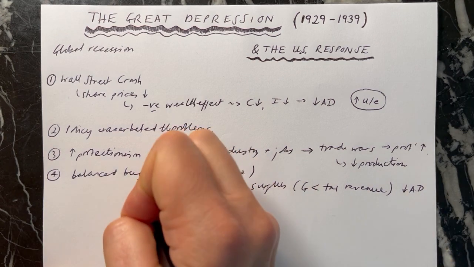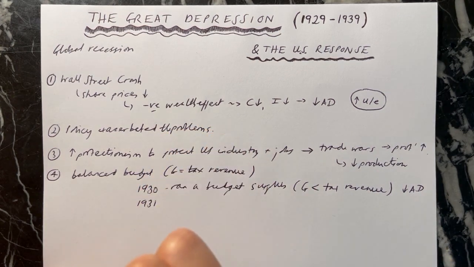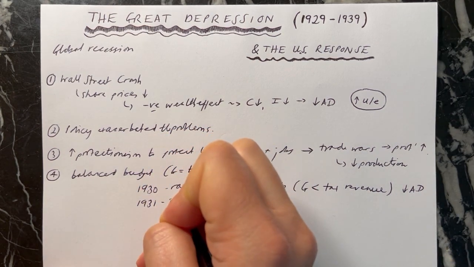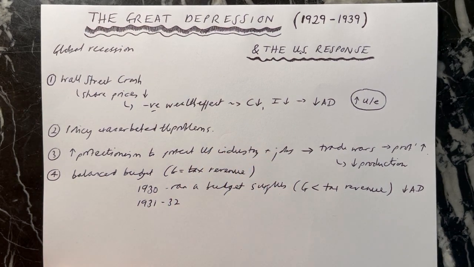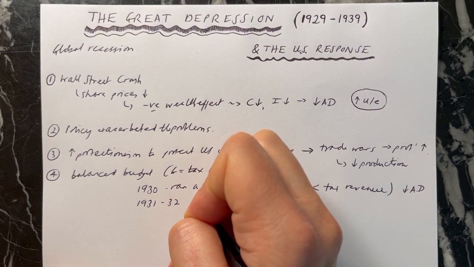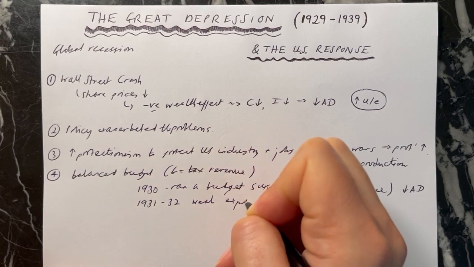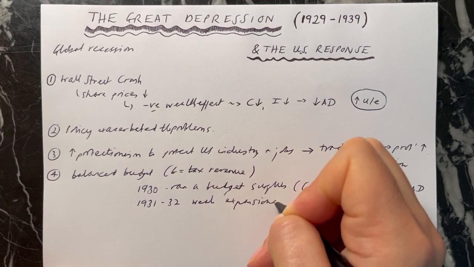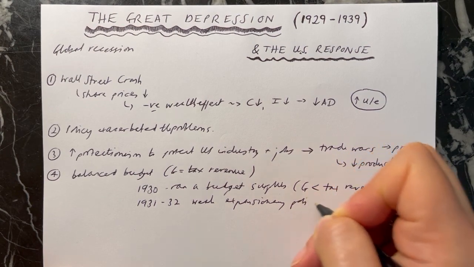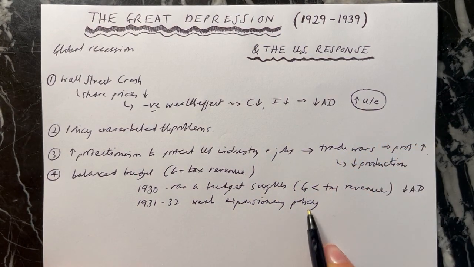Also, from 1931 to 1932, there was very weak expansionary policy. So the government wasn't increasing government spending a lot. They weren't decreasing interest rates. And arguably, this made everything much worse.